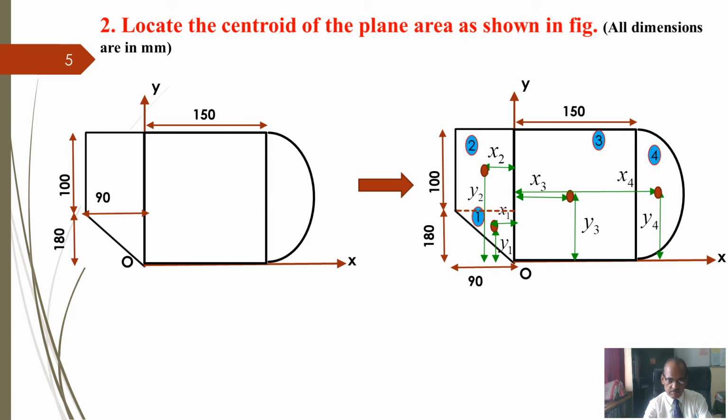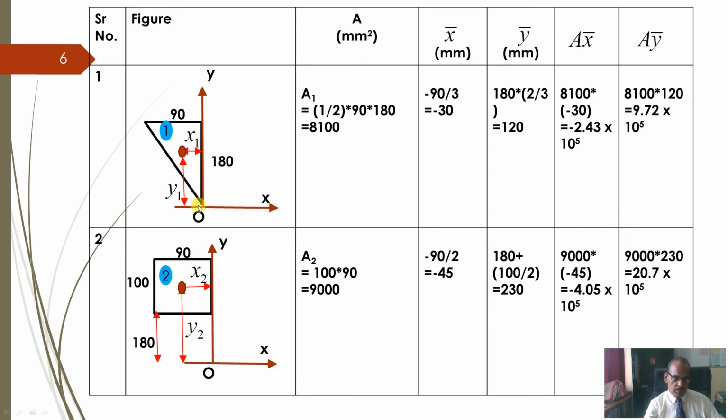Okay, let us take first 1. So 1, this is the origin. This is the positive x-axis, this is the positive y-axis. So on this side the x-axis will be negative, and below O the y-axis will be negative. So what is the area? 90 by 180, 1/2. We got it.